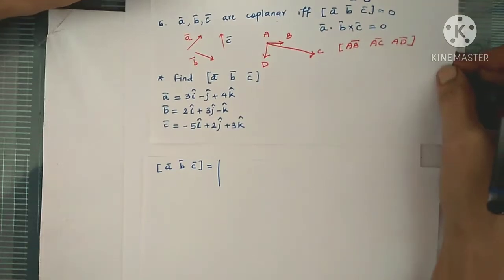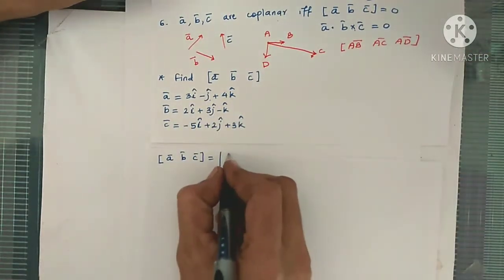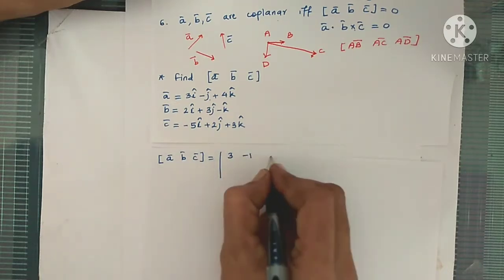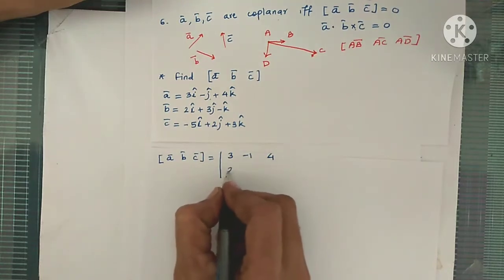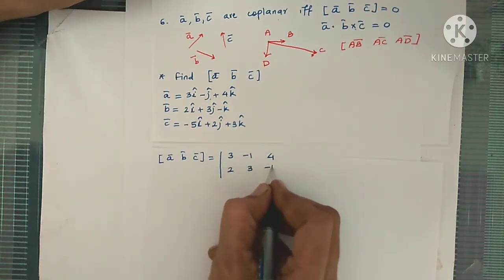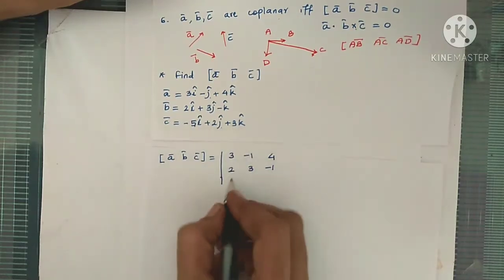Now the coefficients of i, j, k from A bar are 3, minus 1, 4. So the first row is 3, minus 1, 4. The next row is 2, 3, minus 1. And now the coefficients of i, j, k from C bar are minus 5, 2 and 3.